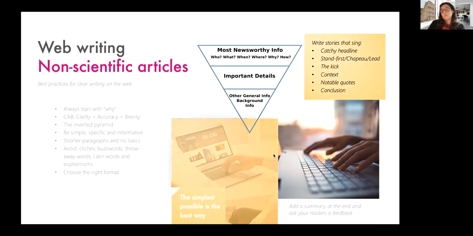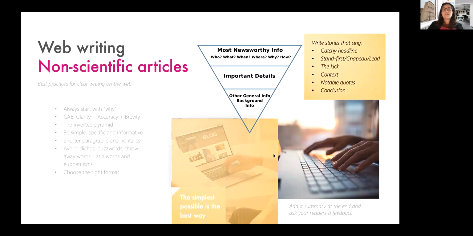Well, first of all, you always need to start from asking yourself the question of why. Why are you writing? You're writing to inform, to persuade of something, to prompt a response, like a call to action. Why are you writing? Because that's really the starting point to make your article and your blog post, or whatever it is that you're doing, meaningful.